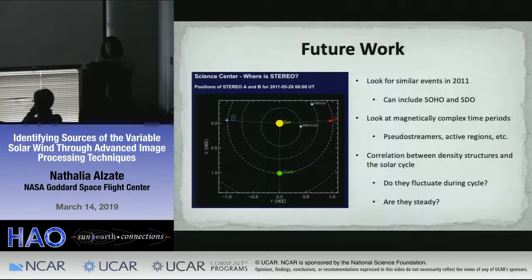So one thought for the future is to look for similar events in, for example, this is just an example, 2011, because of the position of STEREO, and then we could throw in LASCO here, and we basically get a whole view of the sun. Okay, so that's one thought. We can look at more magnetically complex time periods, or looking at pseudostreamers, but also active regions or different periods along the solar cycle. Is there any correlation between these density structures and the solar cycle? Do they fluctuate during the cycle? Are they steady?